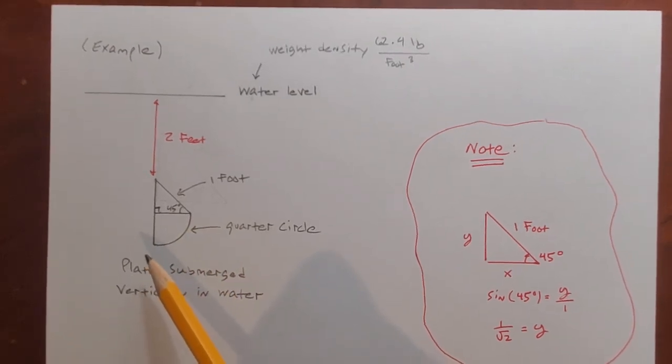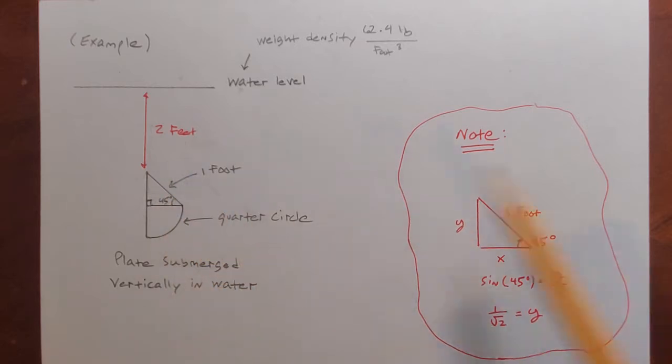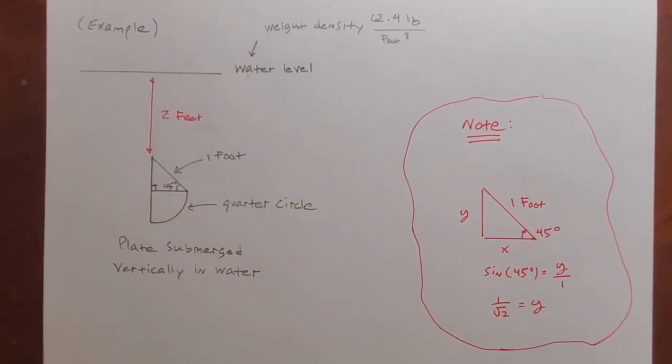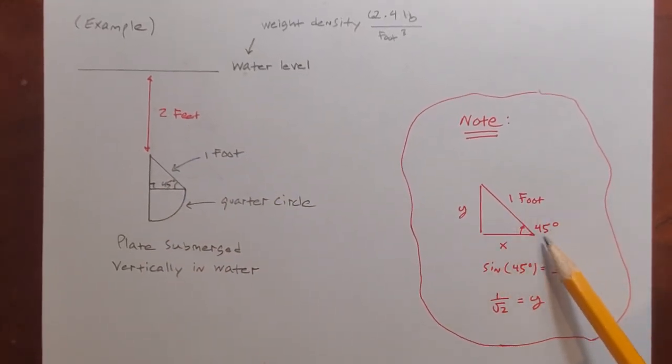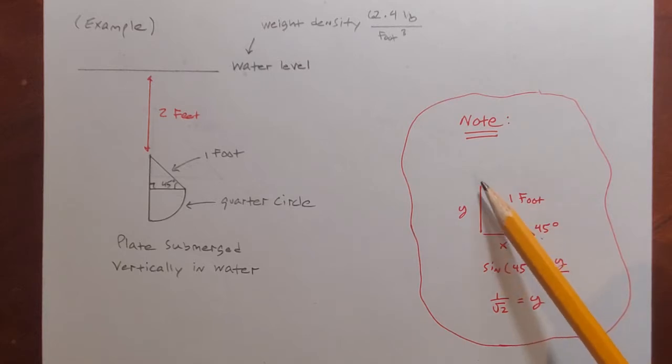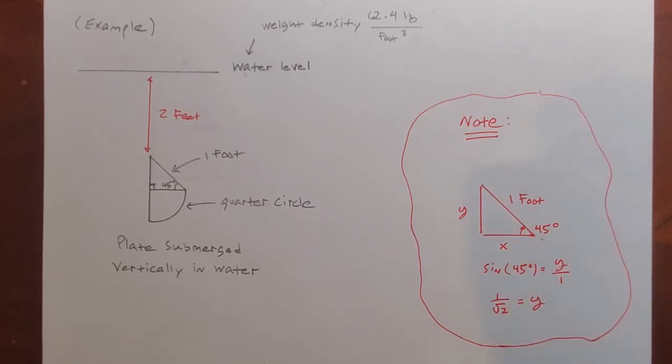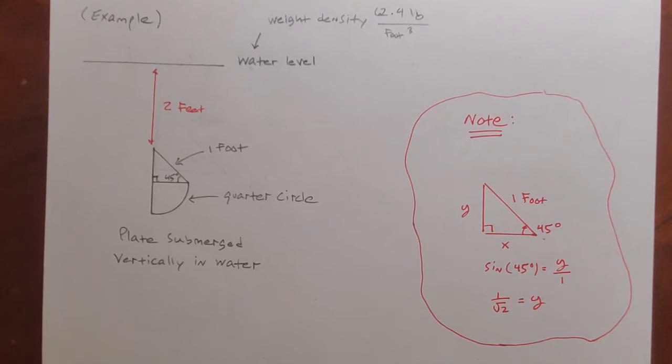So first, let's do a little bit of analysis on the triangle. It's 45 degrees, and I know the hypotenuse is 1 foot. I could use lots of things. I could use the proportions for a 45-90 triangle. I can use sine and cosine. But nonetheless, I can figure out that this side and this side have a measurement of 1/√2 feet.